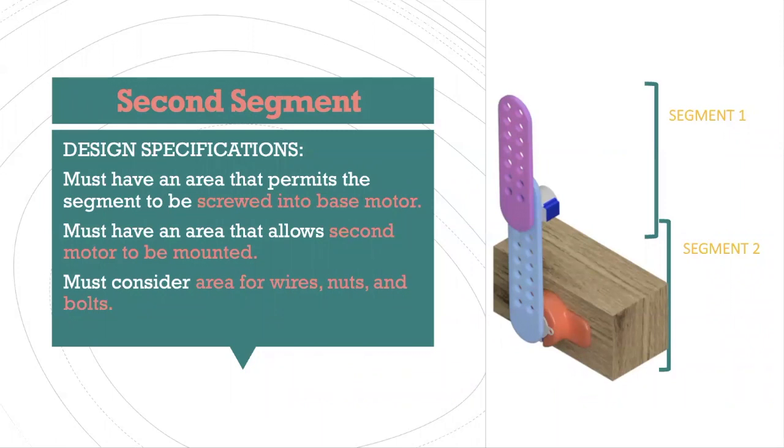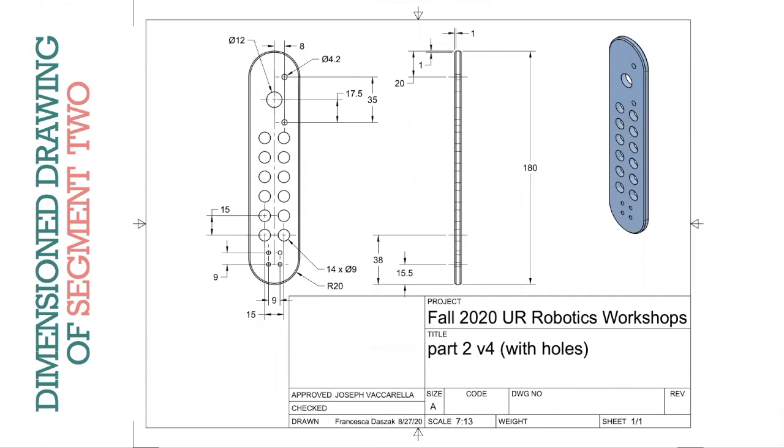We need an area that permits it to be screwed into a base motor. And this one will also be screwed into the shaft motor hub, the 4 circular holes in a square formation we saw before. We need an area that allows the second motor to be mounted. That will be the motor directly connected to the part. And we also need area for wires, nuts, and bolts as usual. So we've also designed this one, and all the dimensions are in the drawing. And we're going to try and go through this one a bit quicker than the last one.